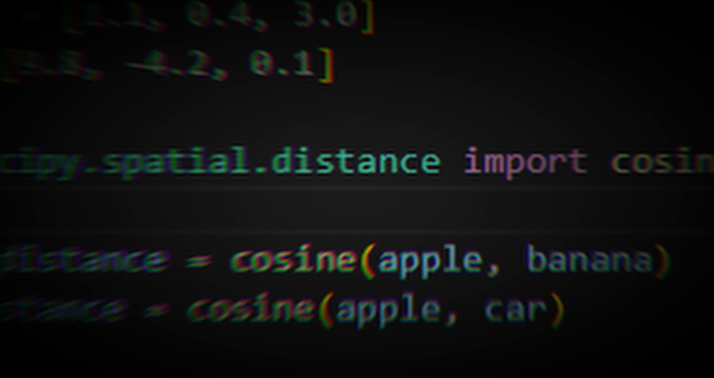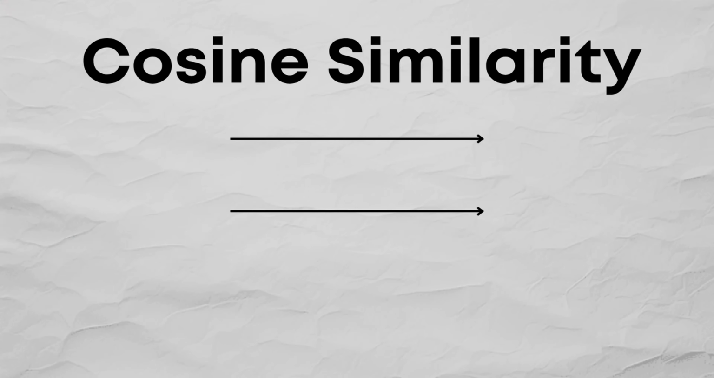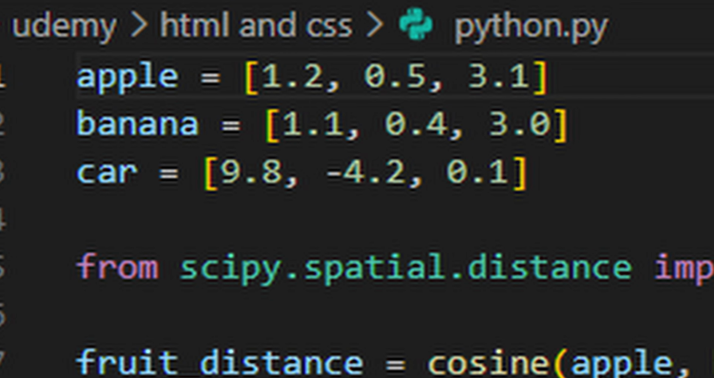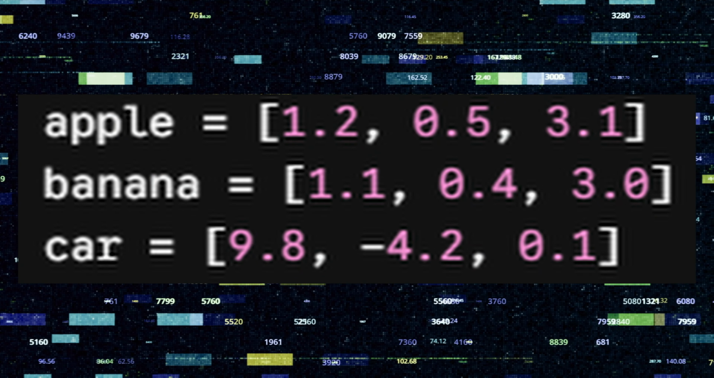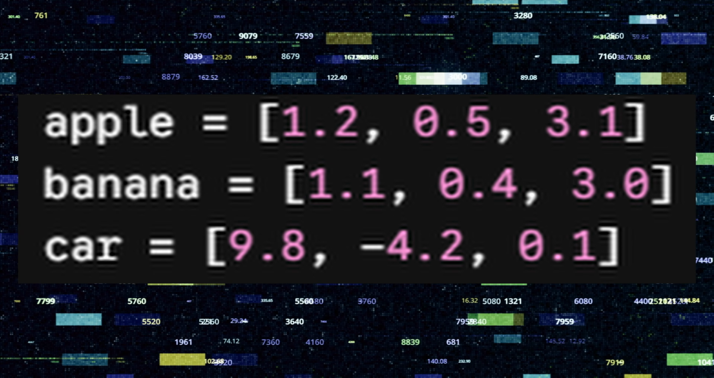So how do we actually tell our computer to measure this distance? Python implementation: we are going to use a simple math trick called cosine similarity. Think of it like checking if two arrows are pointing in the exact same direction. First, we create a simple list in Python for apple and another for banana. Notice how the numbers for apple and banana are almost identical, but the numbers for car are wildly different.